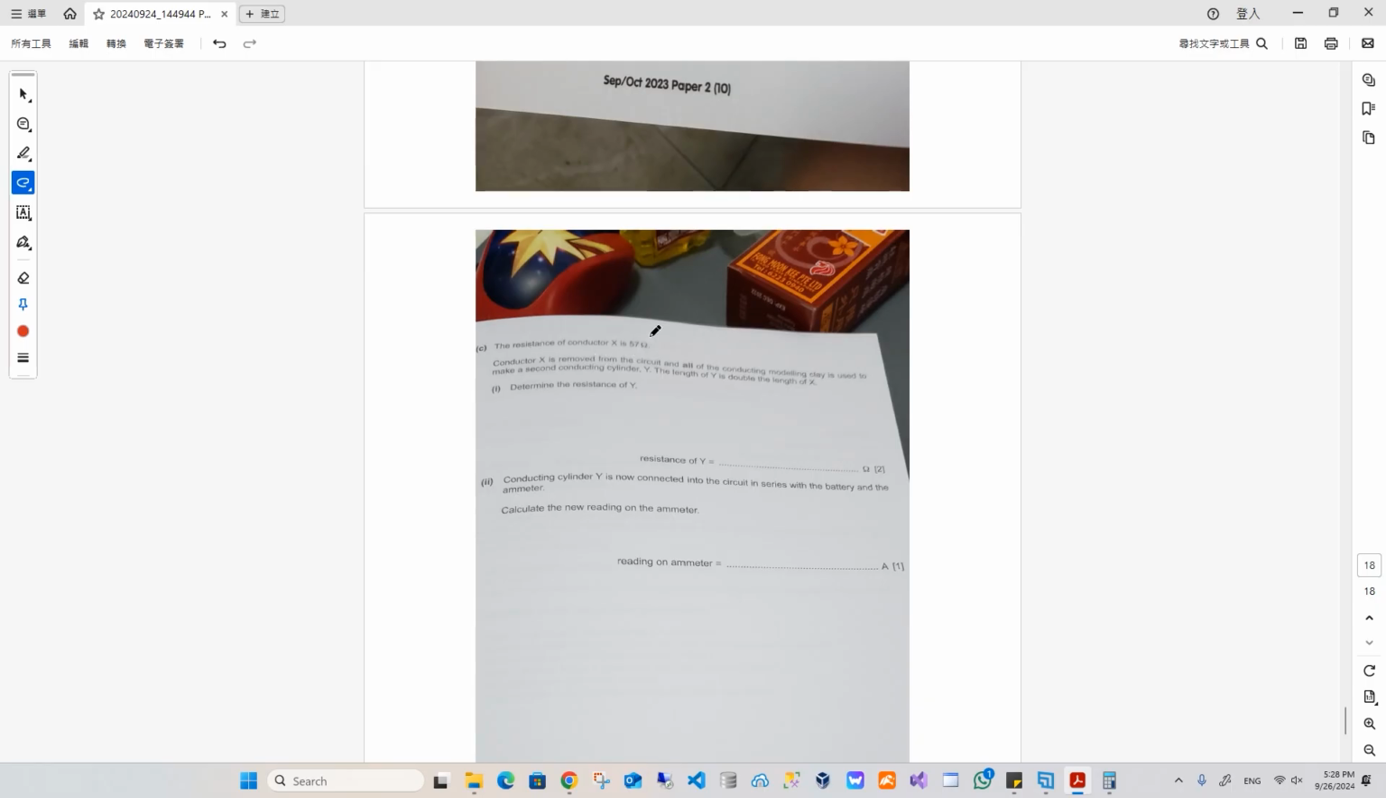The resistance of conductor X is 57 ohm. Conductor X is removed from the circuit, and all the conducting clay is used to make a second conducting cylinder Y. The length of Y is double the length of X. Determine the resistance of Y. So conductor X just now was 57. Now I use the same clay to make the conductor Y, same cylinder, double the length.